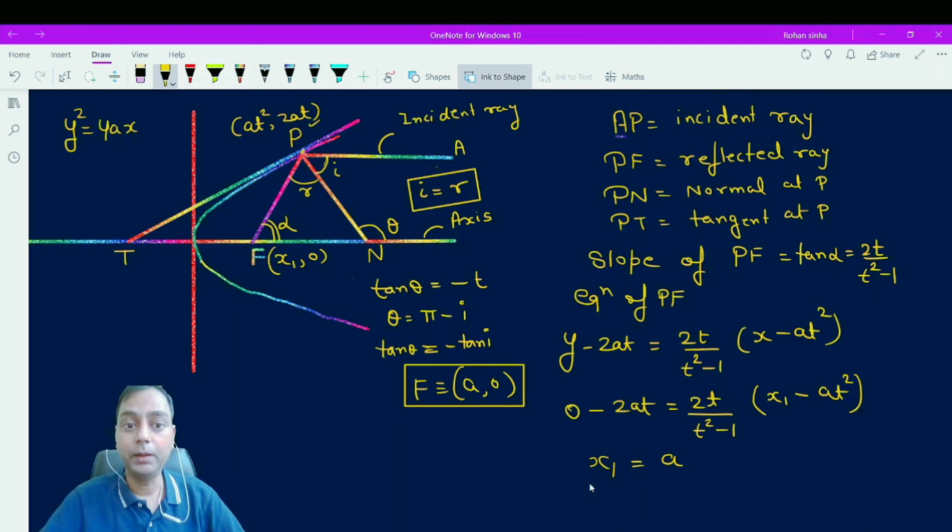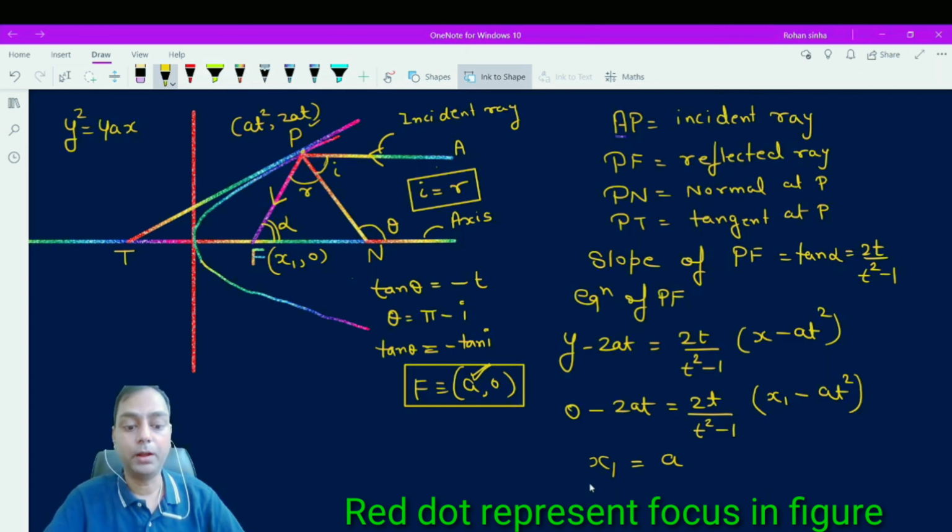So what we find, if this is incident ray and this is reflected ray here, so this ray must pass through focus of parabola, because coordinate of F we have derived as a comma 0. So by this way we can prove that if AP is incident ray, PF is reflected ray passing through the focus of parabola.